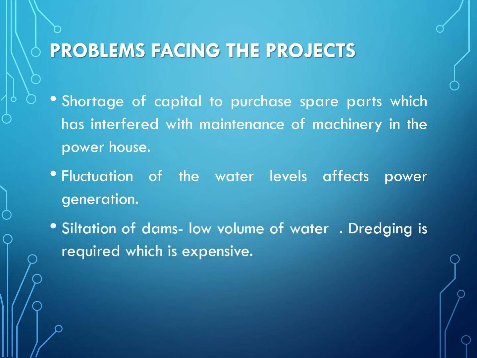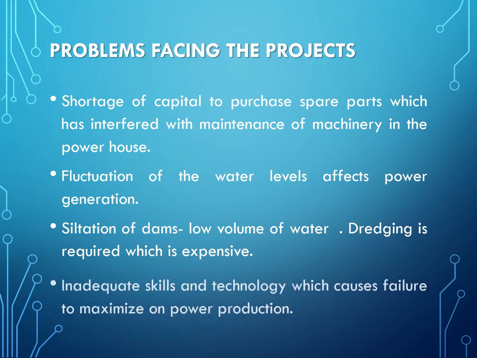The other one is siltation of dams. Of course, that lowers the volume of water, which in turn will influence the production of electricity. Now when we are required to do dredging to remove the silt, that becomes another expense, adding to the expense of maintenance and of course our strained budgets.